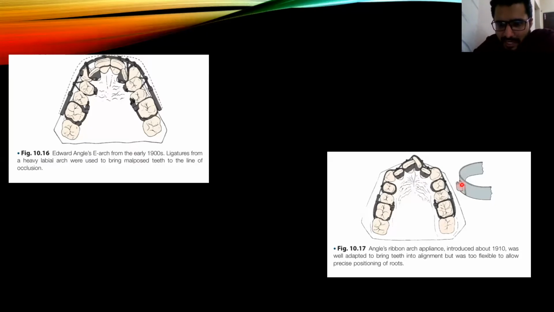In the Begg appliance, Begg brackets are modified ribbon arch brackets. If you turn this upside down, then the slot will be facing gingivally. The vertical slot will be facing gingivally in the Begg appliance. That is the difference. It is a very important point.